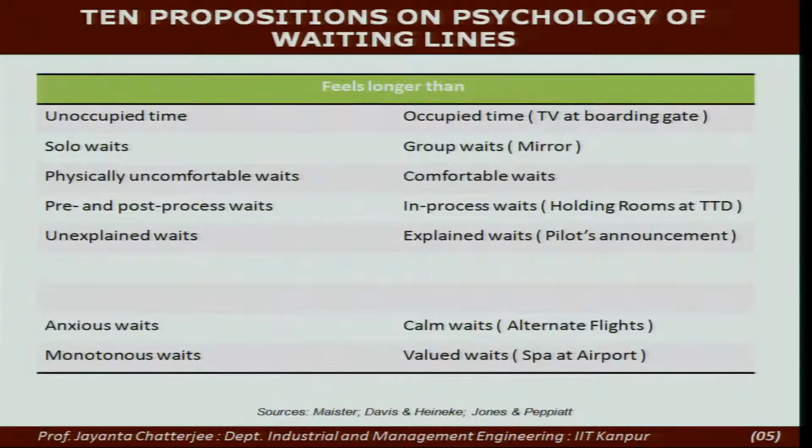Similarly, explained waits are better than unexplained waits. If people are anxious that the flight is getting delayed and the pilot makes some announcement, or even before people express their anxiety talks about alternate flights that people can take, or the airline arrangements that are being made to put the passengers from one flight to the other flight, this flow of information reduces anxiety.